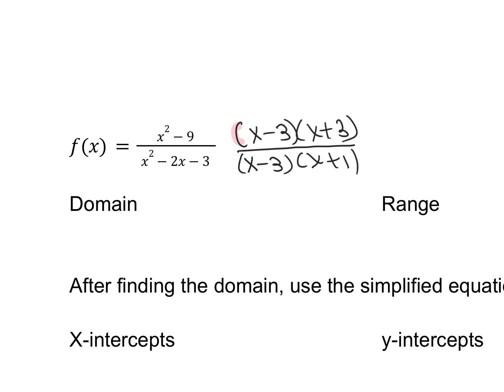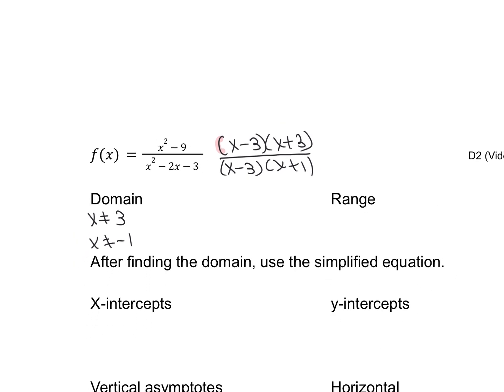So our domain, remember, this is the only thing we find before we simplify. So our domain is that x can't be 3 and x can't be negative 1. Okay? So as we're thinking about how we would write that in terms of interval notation, I sometimes like to think of it on a number line, right? So negative 1 and 3. Here's negative 1, 0, 1, 2, 3. If it helps to think about it this way, we can't have a value here and we can't have a value here. However, everything else is fair game.